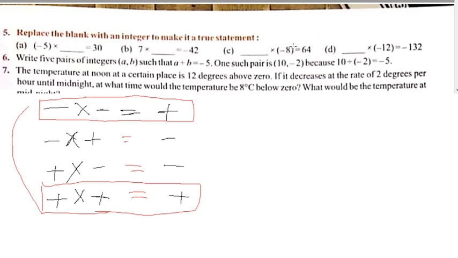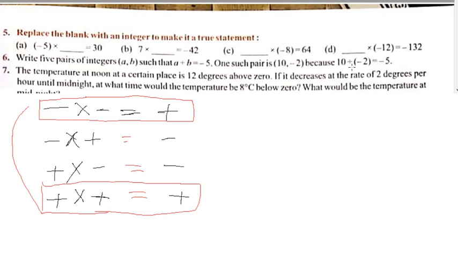Question number 6. Write 5 pairs of integers a, b such that a divided by b equals minus 5. Sorry, here it is division. A divided by b you will get minus 5. Now one such pair is 10 comma minus 2, because 10 divided by minus 2 you will get minus 5.